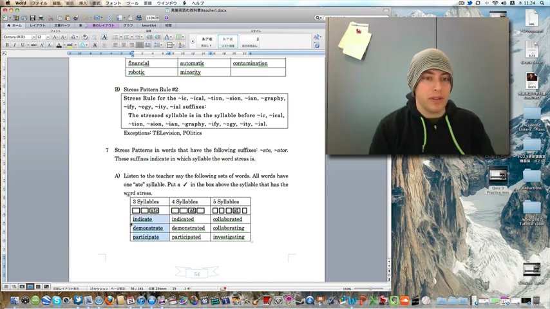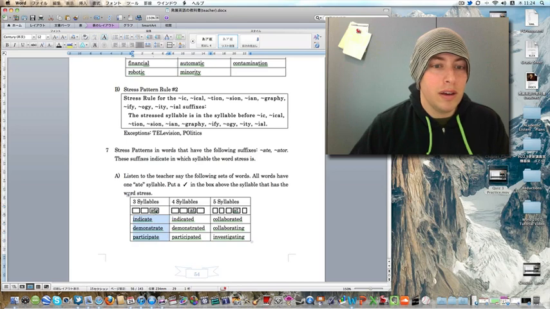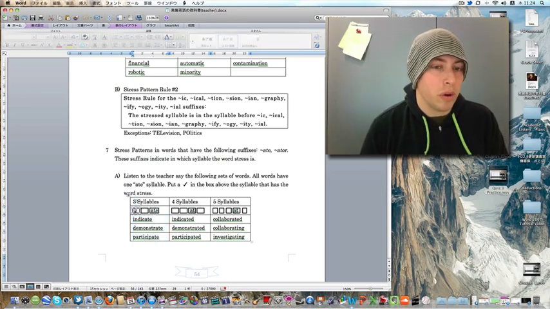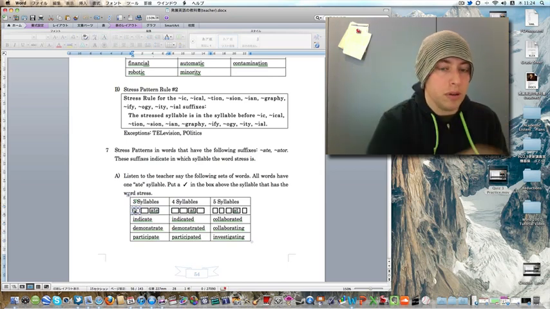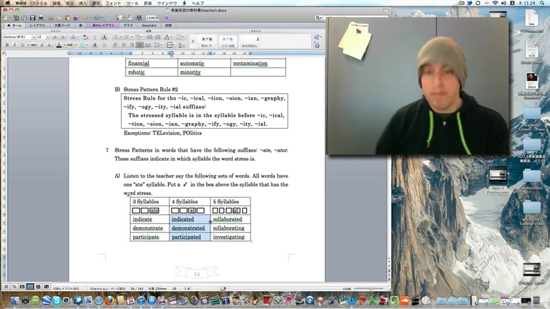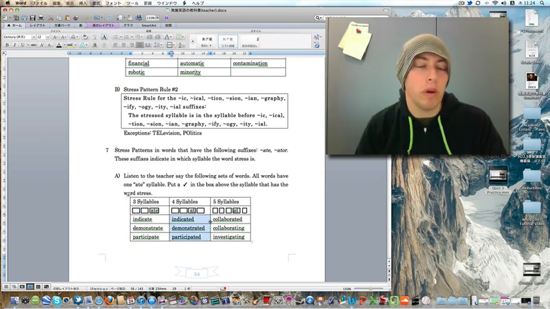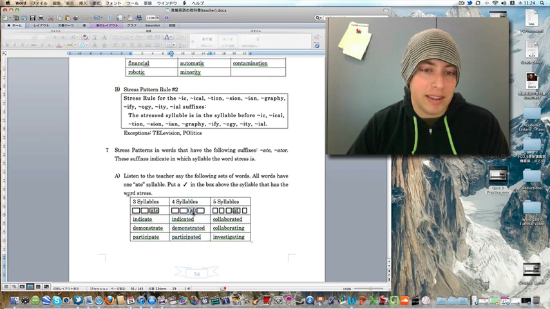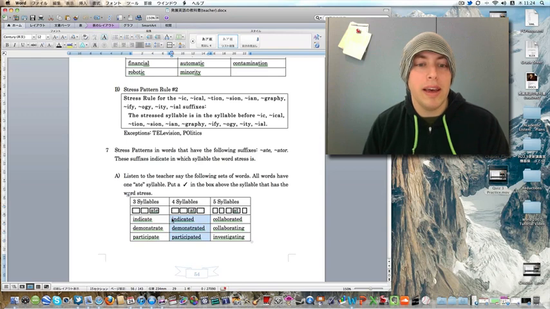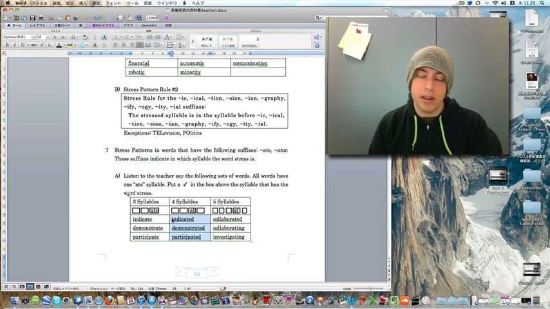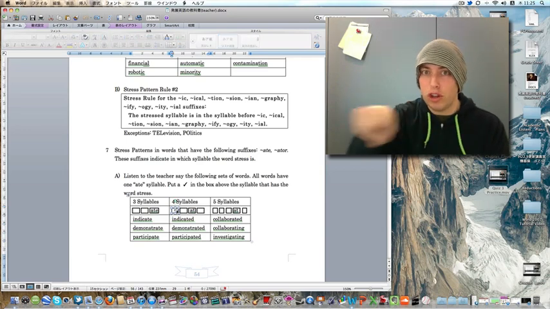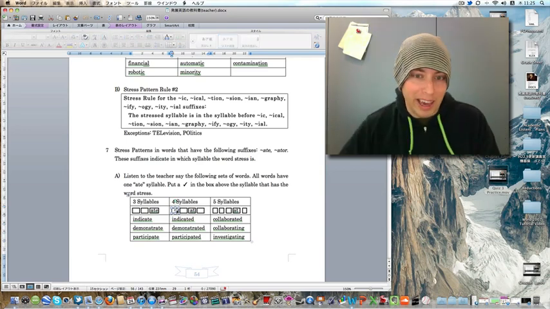Indicate, demonstrate, participate. So -ate is the last syllable, but the word stress was the first one. It was two syllables before it. Let's see if this happens with the four-syllable words. Ready? Mark the box with the word stress. Here, -ate is the third syllable. Here we go. Indicated, demonstrated, participated. Here, the word stress is two syllables before -ate.